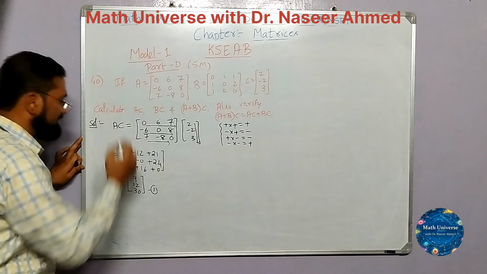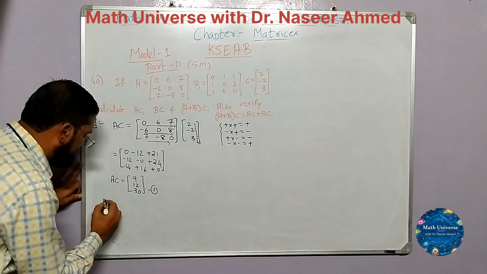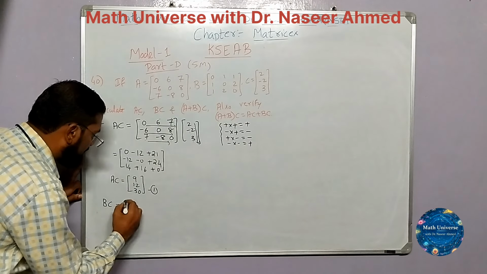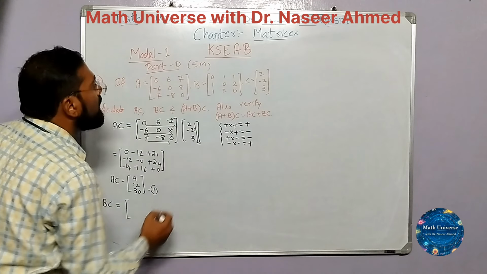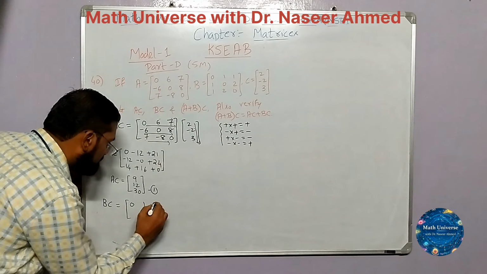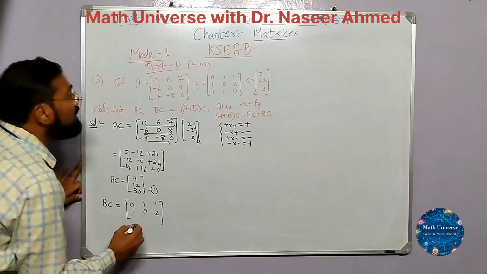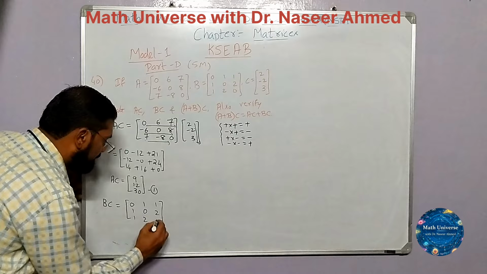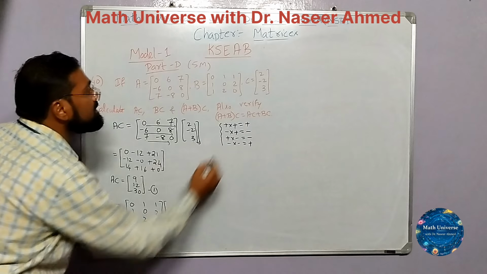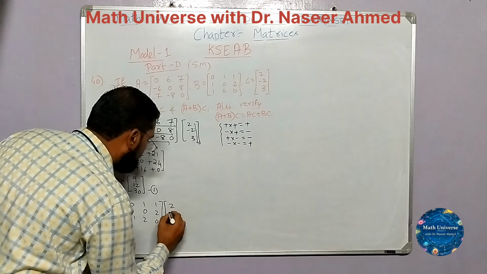Now I want matrix BC. Okay, let us take matrix BC. What is matrix B? 0 1 1, 1 0 2 and 1 2 0. Coming to matrix C, it is 2 minus 2 3.